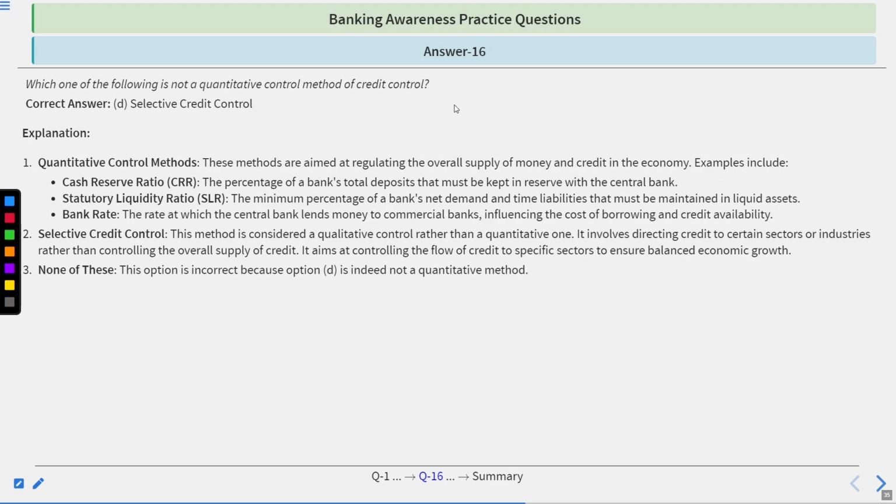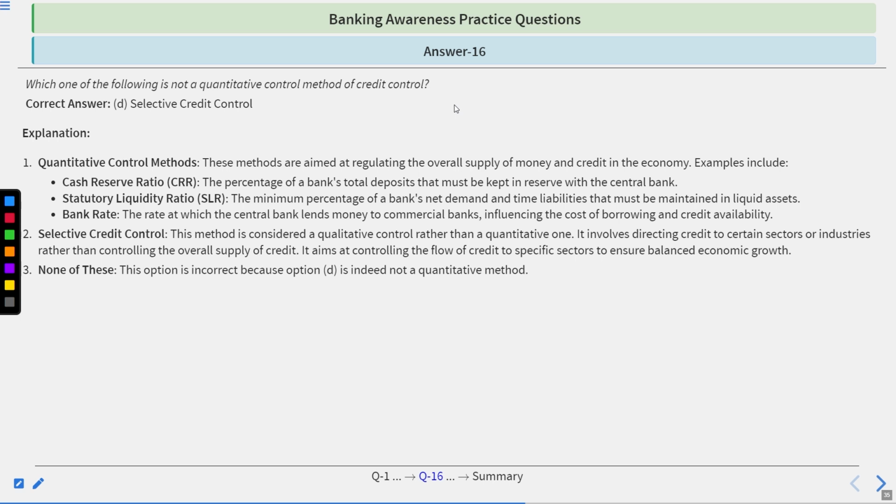Time's up. Correct answer is D, selective credit control. Go by the explanation. Quantitative control methods. These methods are aimed at regulating the overall supply of money and credit in the economy, like cash reserve ratio, the percentage of a bank's total deposit that must be kept in reserve with the central bank; SLR, the minimum percentage of a bank's NDTL that must be maintained in liquid assets; and bank rate, the rate at which the central bank lends money to commercial banks, influencing the cost of borrowing and credit availability.